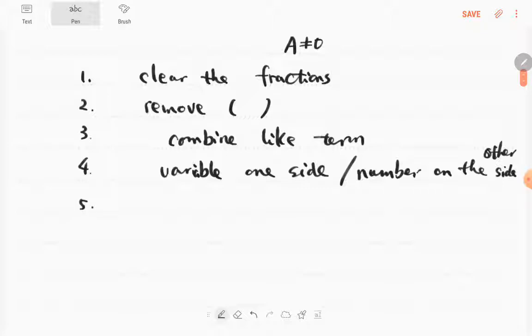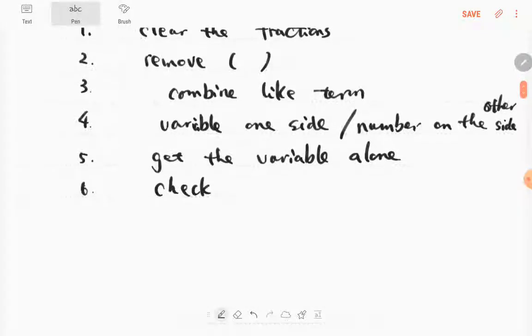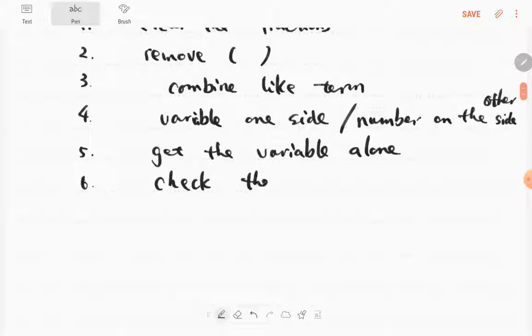So how about step 5? Step 5, we should get the variable alone, which means we should divide each side by the coefficient of the variable. Then last step, don't forget you need to check the solution.